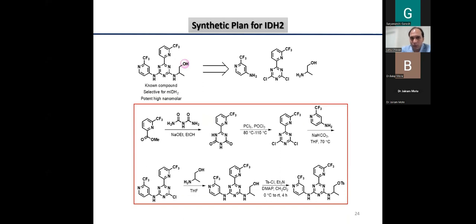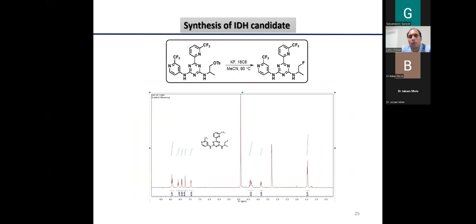First, we introduced this cyclic triazinone group here, and then we introduced this 2-chlorine group, and then substituted with this amine fragment, and then later we used propanolamine to give this hydroxy analog. And then at this stage, we did a tosylation reaction to make a leaving group here, and we performed the first fluorination reaction on the bench.